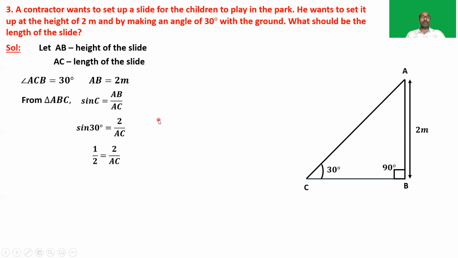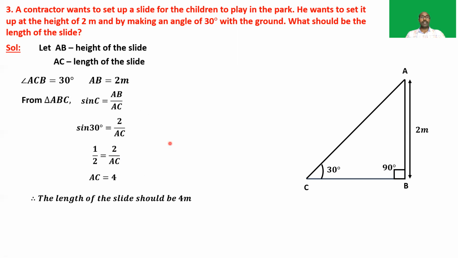Now substituting 1 by 2, 1 by 2 is equal to 2 by AC. And from this we get AC is equal to 2 into 2, 4. That is, the length of the slide is 4 meters. The length of the slide should be 4 meters. That is the solution of this problem. Okay.